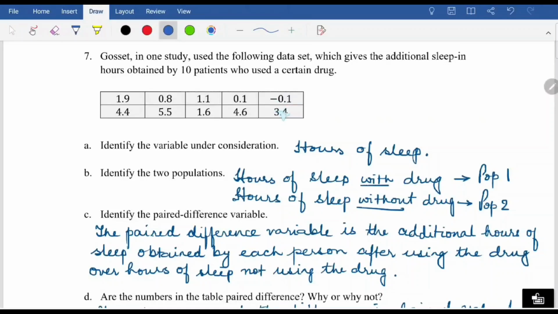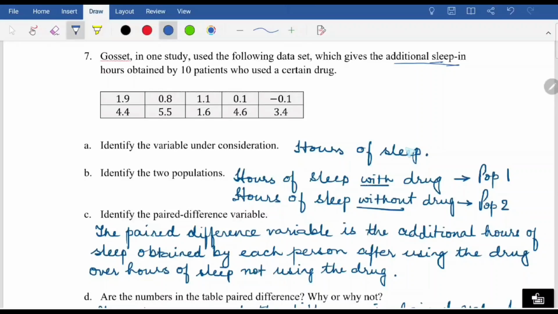Now this is a case of minus 0.1. He slept a little bit less than before the drug was administered. So these represent differences in the sleeping hours. So you don't have to find the difference in the pairs. This is summarized data, right? This table represents the difference, the additional sleep in hours, which means the difference between before and after. So the questions are: identify the variable under consideration.